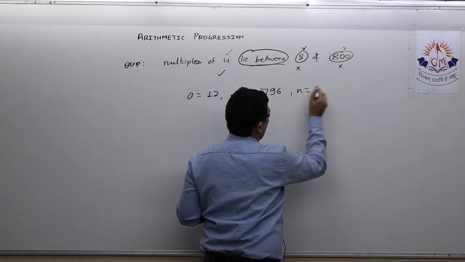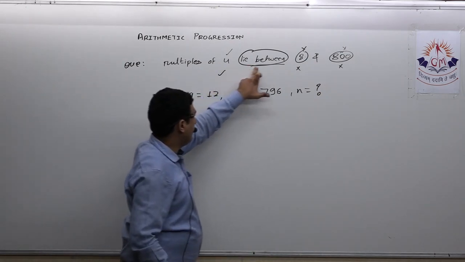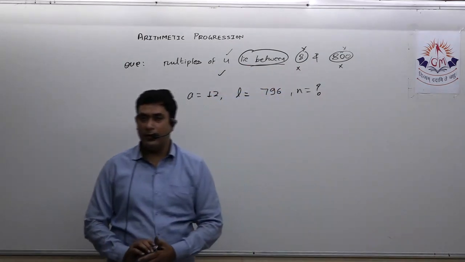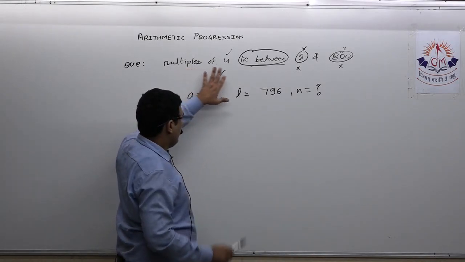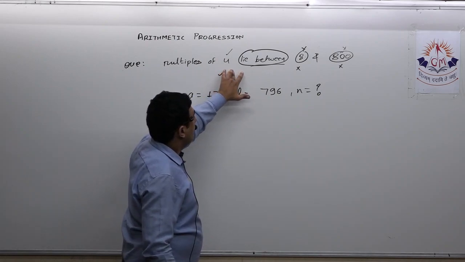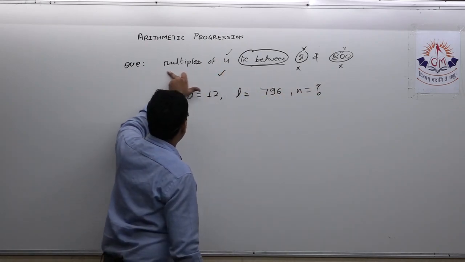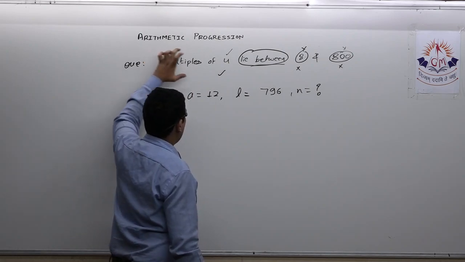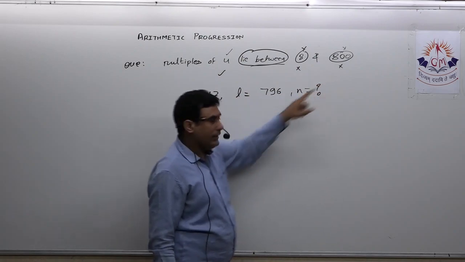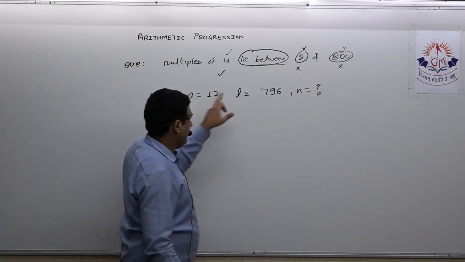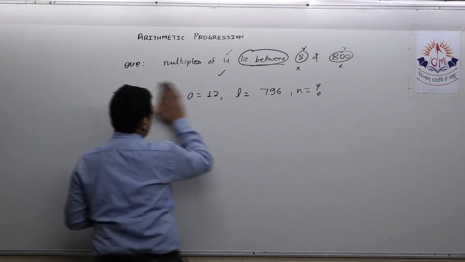I hope you get this. If it is written between, then we won't include the first and the last, or the extreme terms. If it is written, find how many multiples of 4 from this to that, then in that case you have to include them. In the same question, if I ask how many multiples of 4 are there from 8 to 800, then A will be 8 and L will be 800. So that you have to take care.